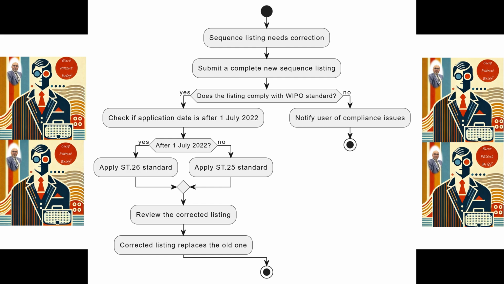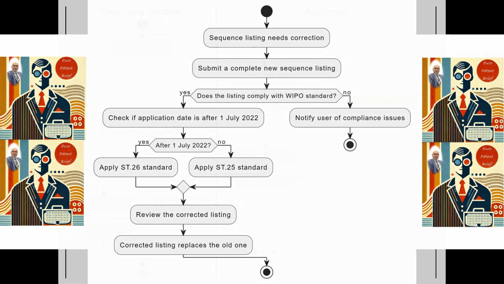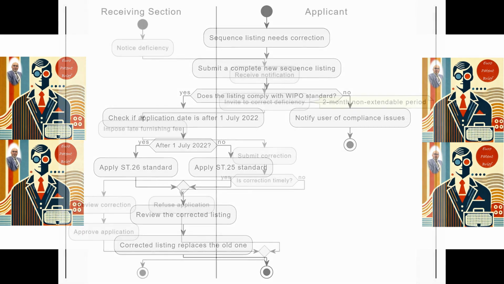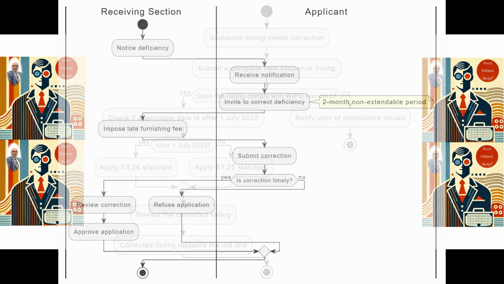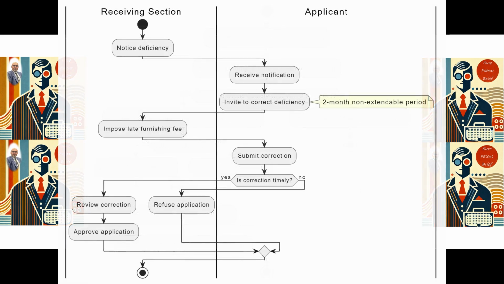If a sequence listing, that's part of the description, is corrected or amended, a complete new sequence listing must be filed. The corrected or amended listing must comply with the applicable WIPO standard. For applications filed on or after July 1, 2022, they must comply with WIPO standard ST26. For applications filed before that date, the listing must comply with WIPO standard ST25. Take a moment here. Breathe deeply, and let that distinction sink in.